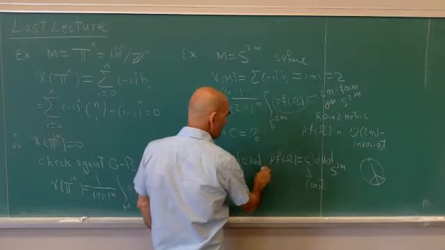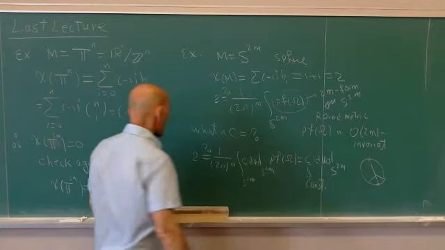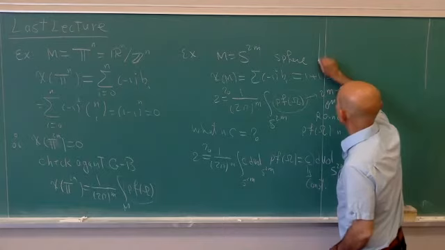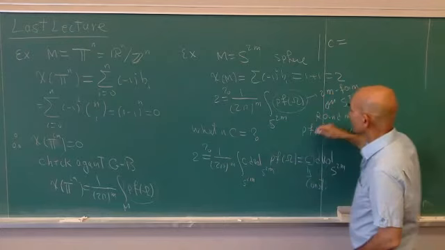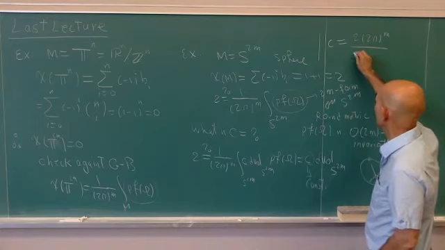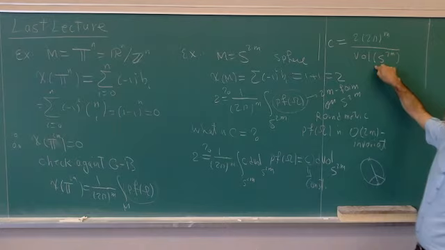S to M over S to M. Okay, so it follows that then C is equal to, you have to show that this C, you can derive it here, is equal to 2 times 2 pi to the M over the volume of the sphere of dimension 2m with respect to the round measure, the total volume of S2m. This number is calculated. You know this number.